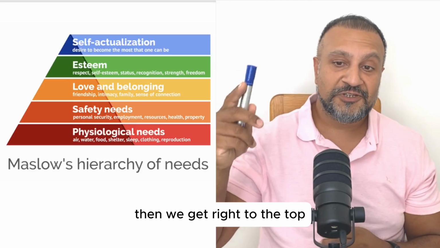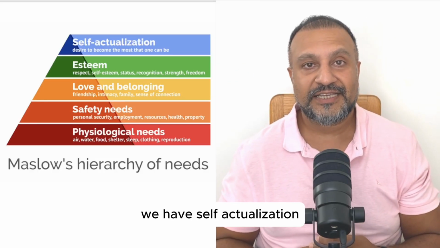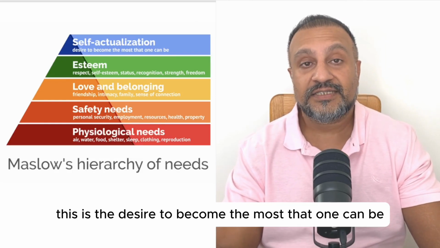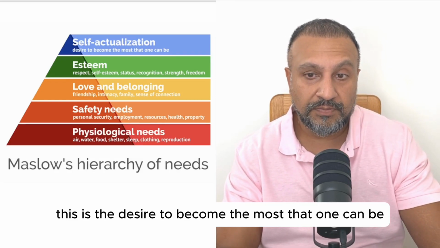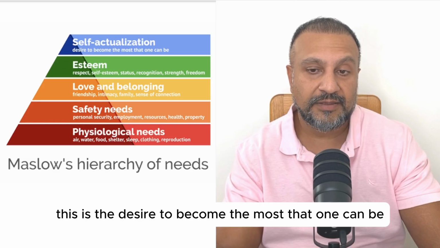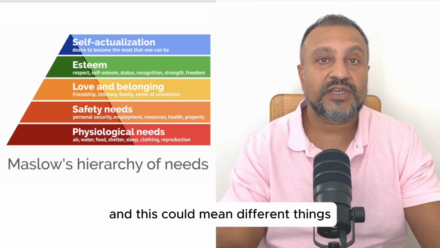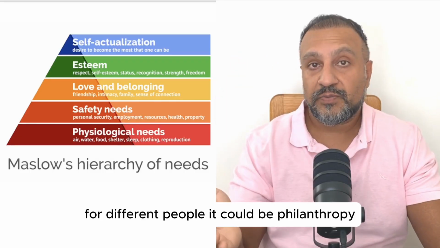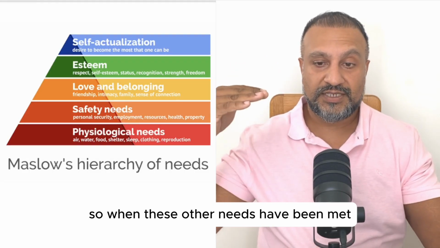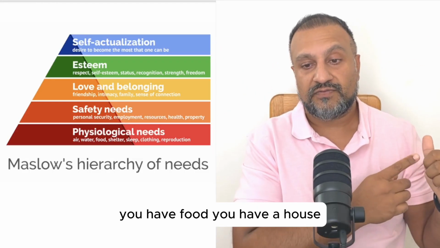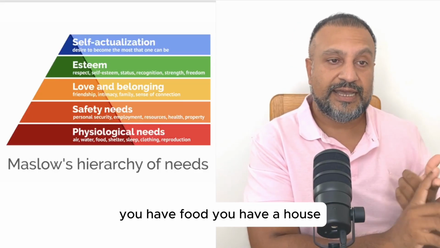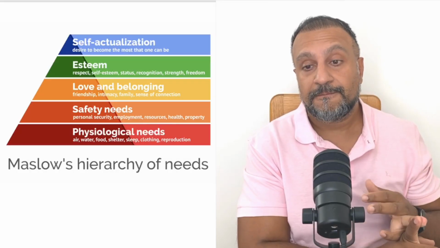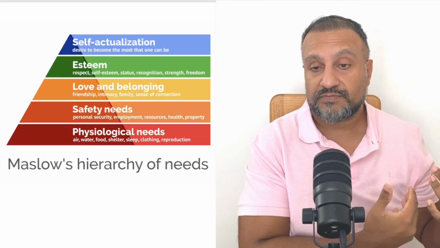Then we get right to the top. We have self-actualization. What is self-actualization? Well, this is the desire to become the most that one can be. And this could mean different things for different people. It could be philanthropy. So when these other needs have been met, you have food, you have a house, you have a job, you have a family or friends, you feel good about yourself.